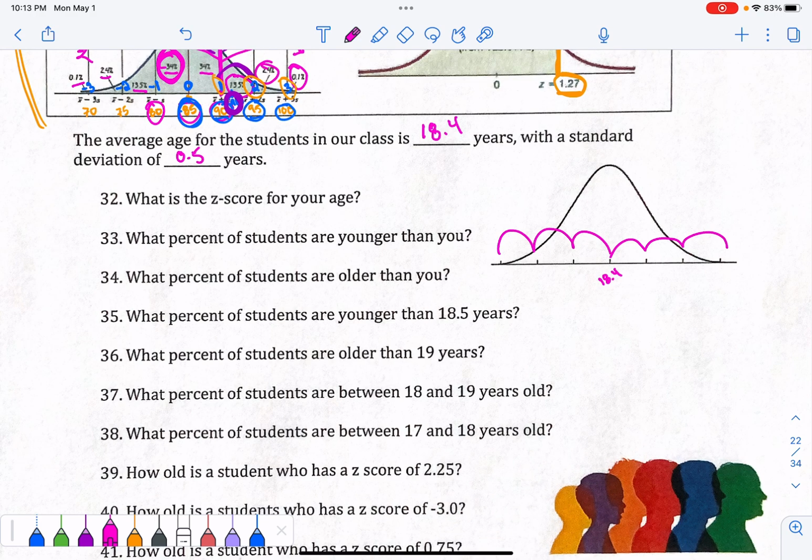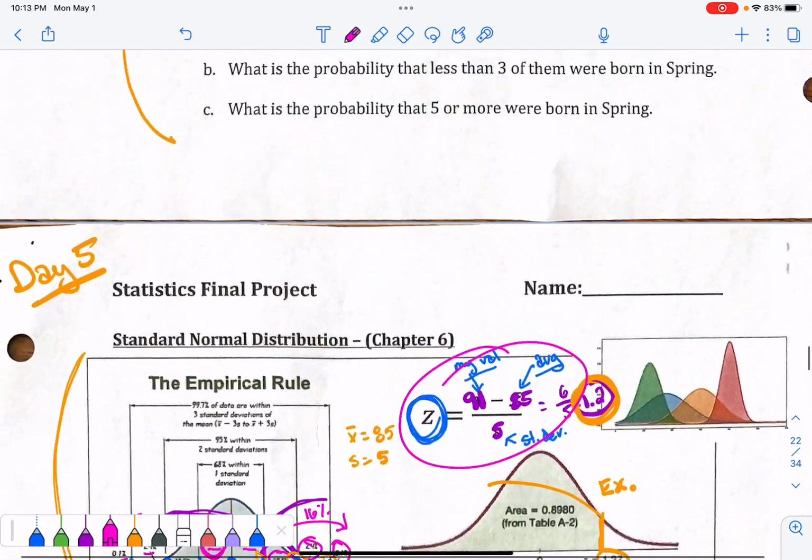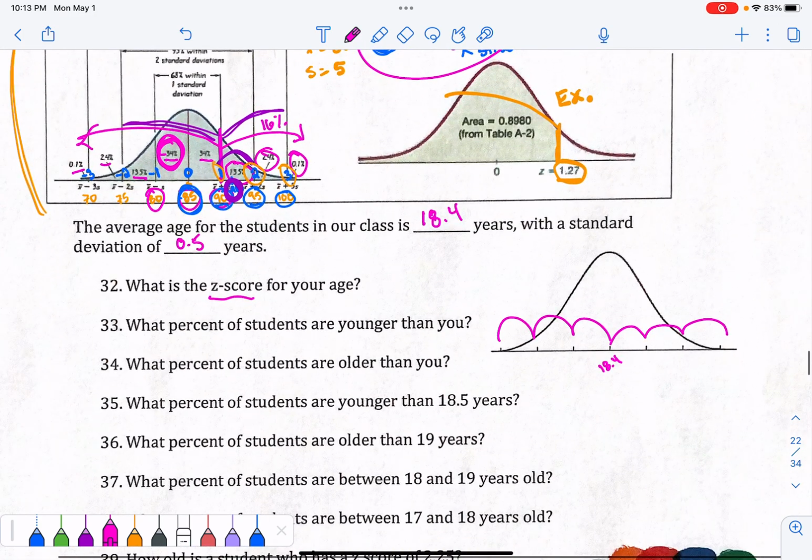Okay, what is the z-score for your age? So you're going to take your value and do the formula to it. Okay, now again, that's your age, so you should not, unless you are Marcus and Gracie, you guys will have exactly the same answer for 32, but nobody else should have the same answer for number 32. 33, what percent of students are younger than you? What percent of students are older than you?